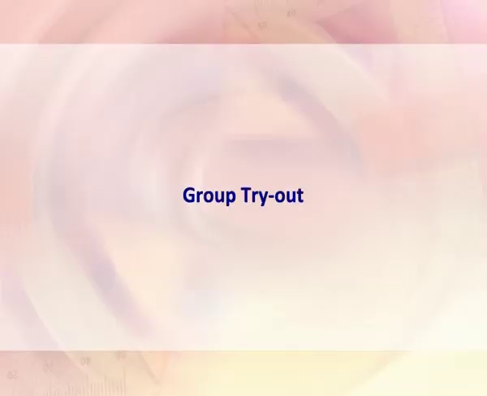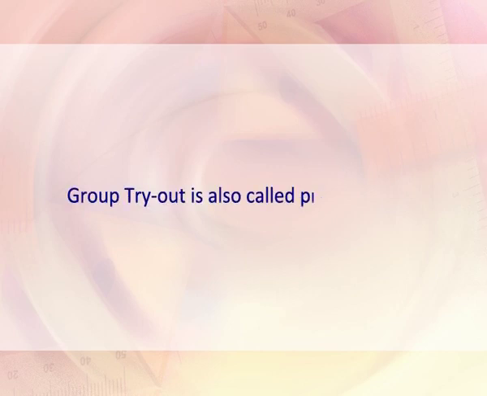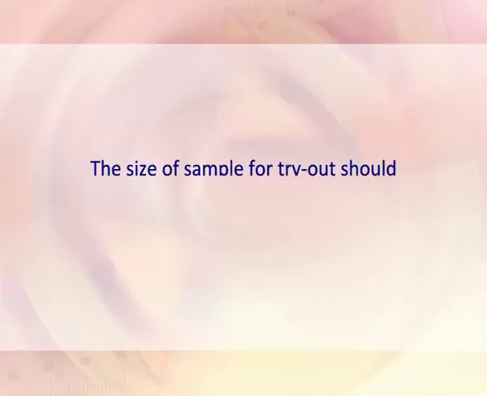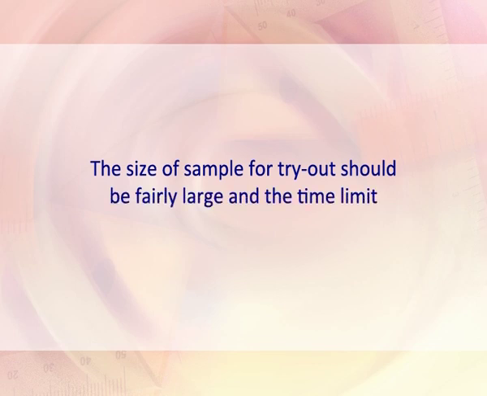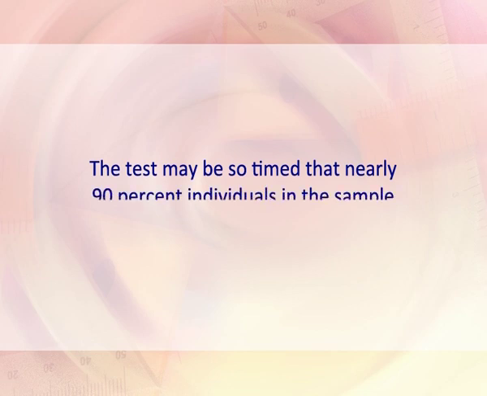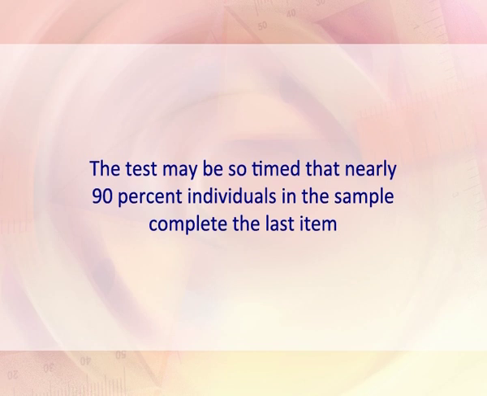Second stage is group tryout. Group tryout is also called proper tryout. After the necessary modifications made in the light of expert suggestions at the pre-tryout stage, the preliminary draft is printed and the test is administered on the group for which it has actually been made. The size of the sample for tryout should be fairly large. At the tryout stage, the time limit should be generous. The test may be so timed that nearly 90% of individuals in the sample complete the last item.